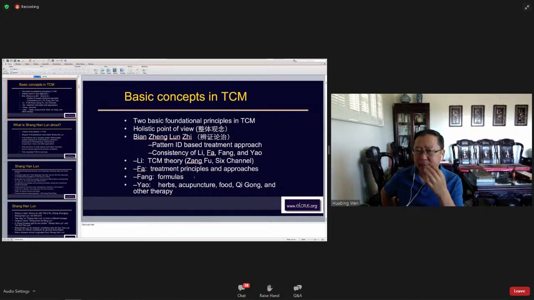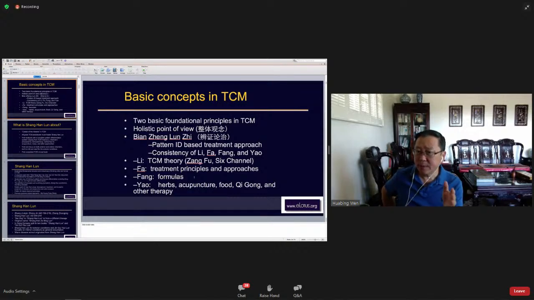So pattern differentiation, there's quite a few different approaches that we'll touch on a little later. And also, there's a very important principle we call the consistency of Li, Fa, Fang, and Yao. Li is TCM theory, where the Zang Fu is the most commonly used. But there's also the Liu Jing, the six channels, from Shang Han Lun. So we'll pay more attention to the six channels.